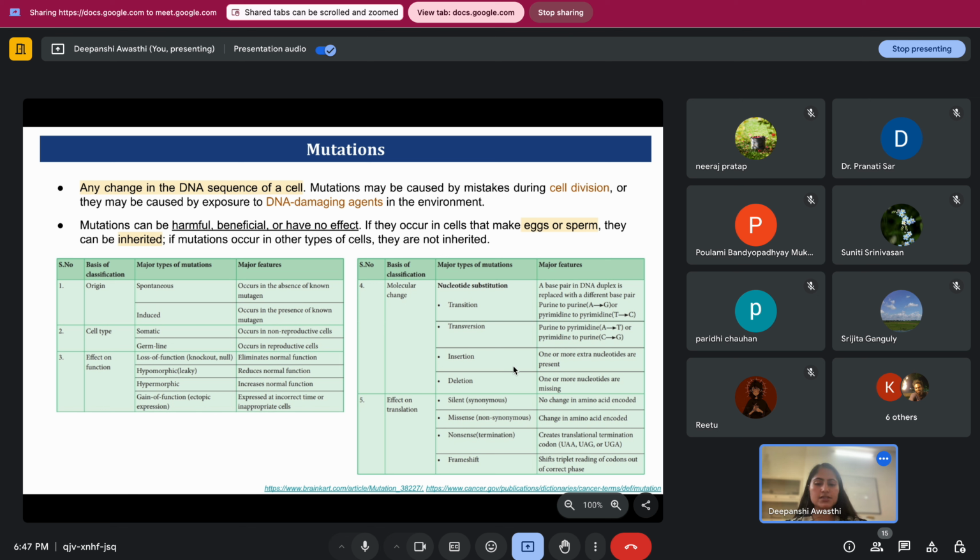Then comes insertions. If one or more nucleotides are inserted, that is referred to as an insertion. Then deletions: if one or more nucleotides are deleted, that is referred to as a deletion.